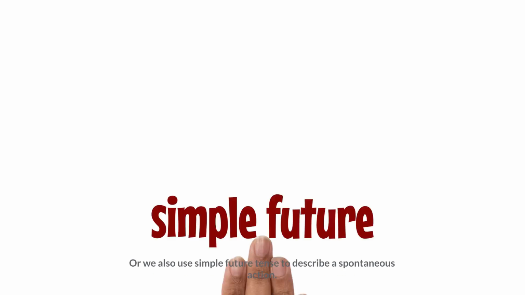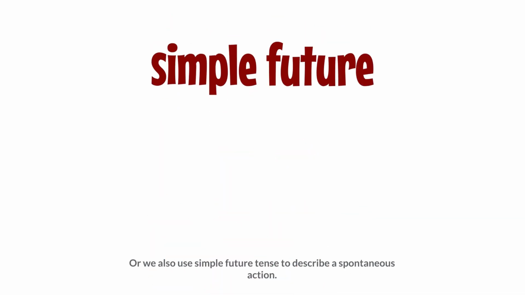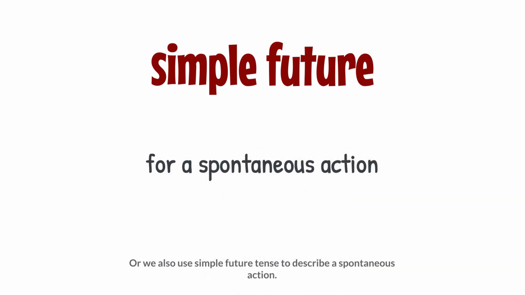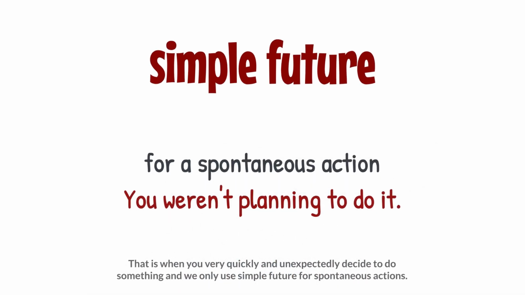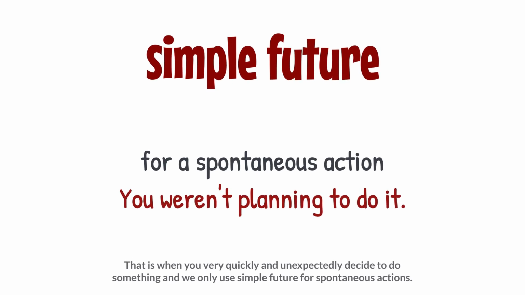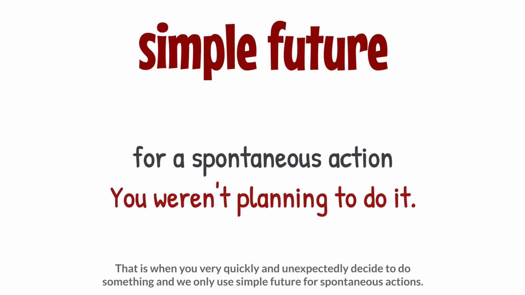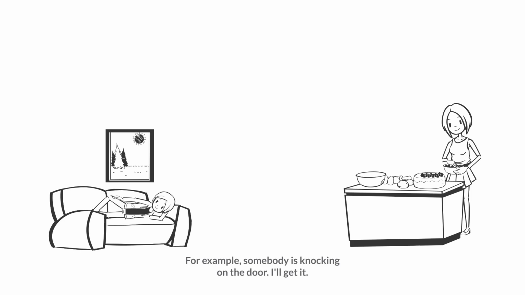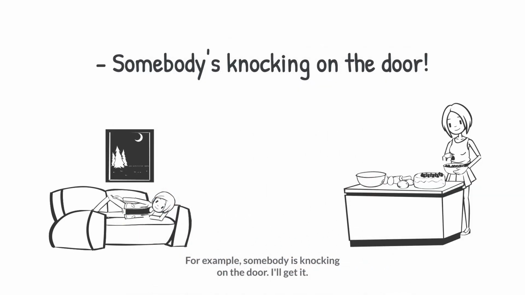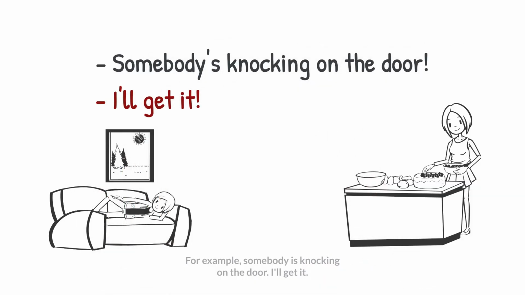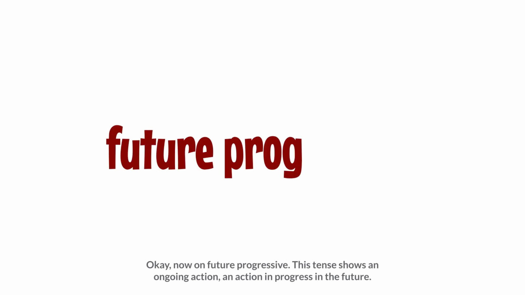Or we also use simple future tense to describe a spontaneous action. That is when you very quickly and unexpectedly decide to do something. And we only use simple future for spontaneous actions. For example, somebody is knocking on the door. "I will get it."